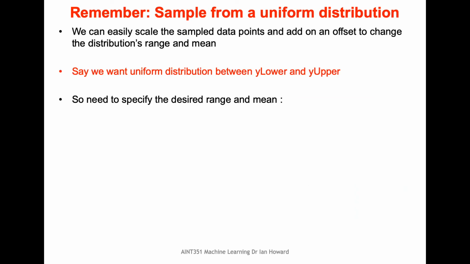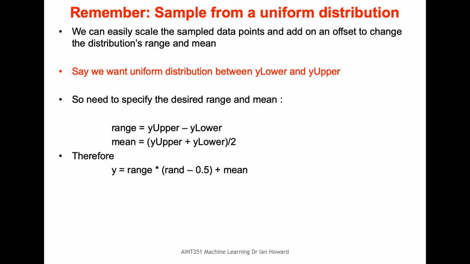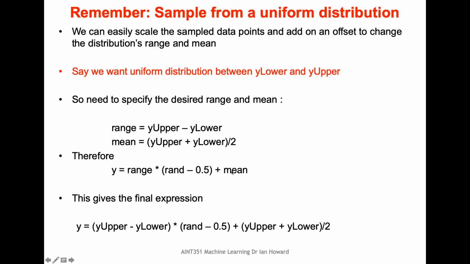So we know how to sample from a uniform distribution, like I said. Work out the range you want, work out the mean you want, and then get your random uniform value between 0 and 1, take away 0.5 to make it symmetric about 0, scale it by the range you want, add on the mean, and that will give you the value that you want.